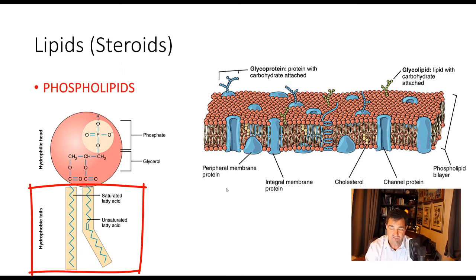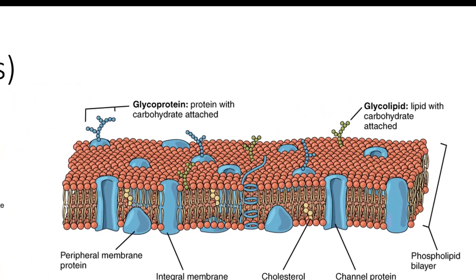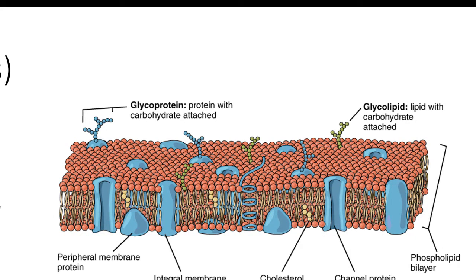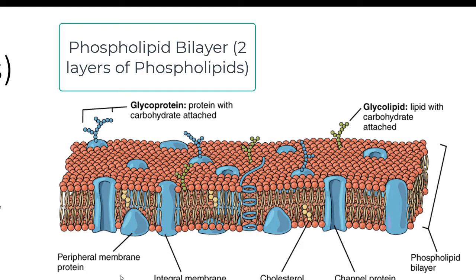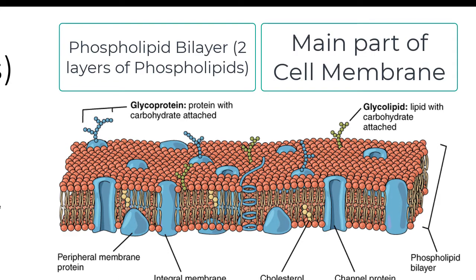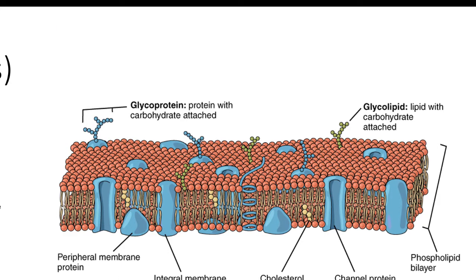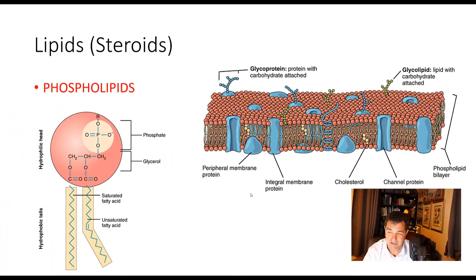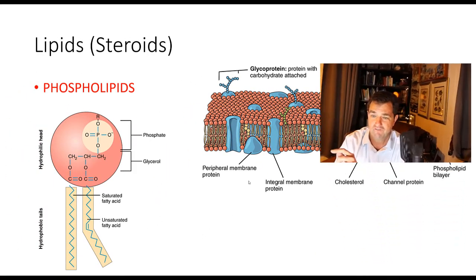And that phospholipid is important because if you look over here, this is the phospholipid bilayer. It's the cell membrane, basically. So remember when we talked about the organelles, one of those being a cell membrane. The cell membrane is mainly made up of those phospholipids.